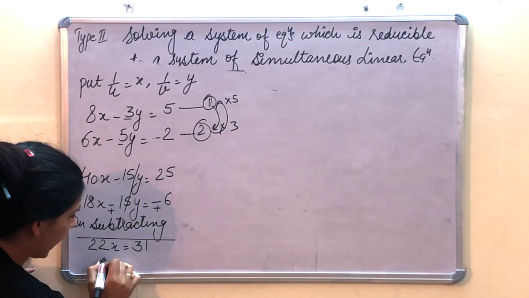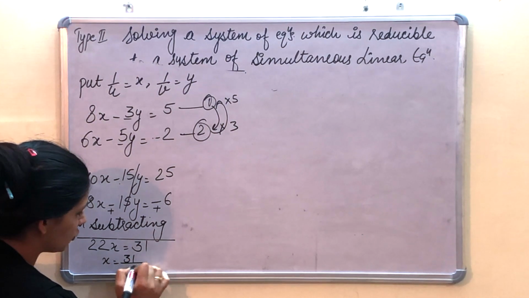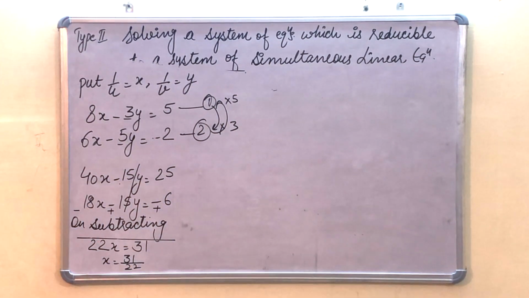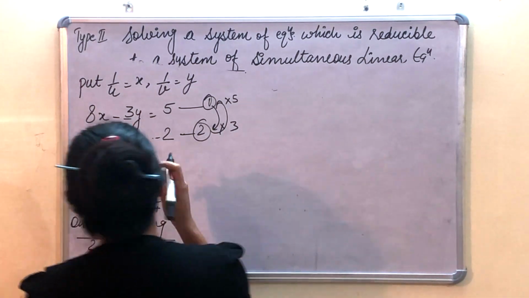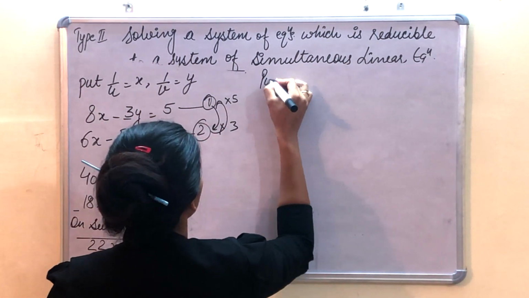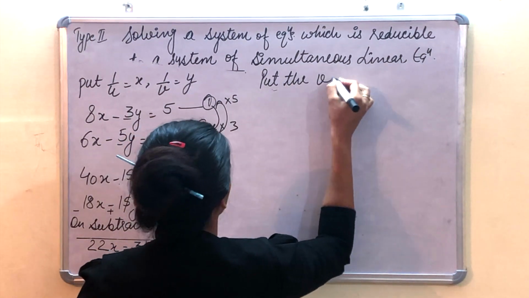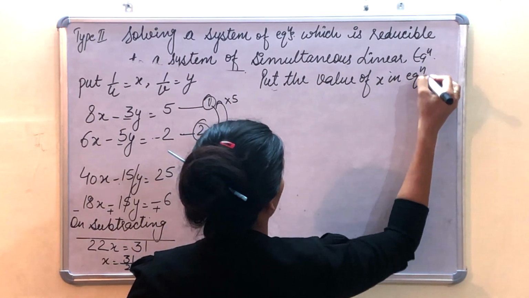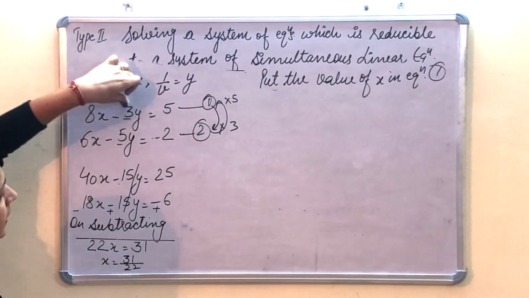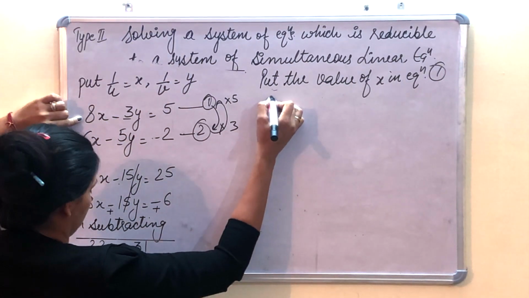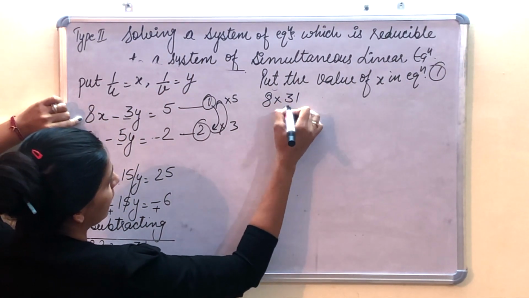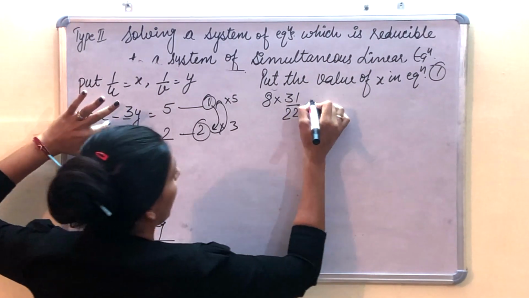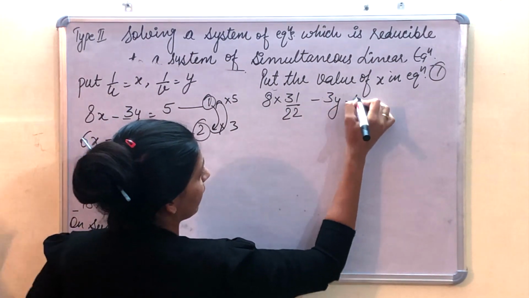So what is the value of x here? It is 31 by 22. In this case, the value of our x is 31 by 22. So we find the value of y. So putting the values in any equation, we put in equation number first. So put the value of x in equation first. Our equation is 8x minus 3y is equal to 5. So 8. What is the value of x? It is 31 by 22 minus 3y is equal to 5.